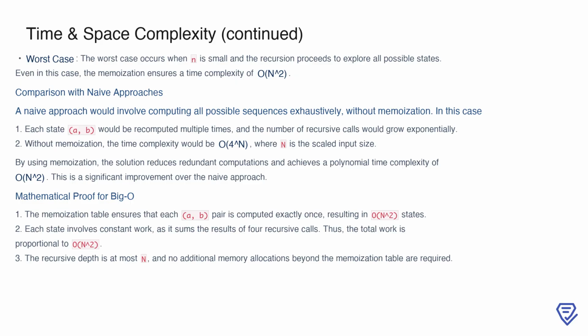Mathematically, the O(n squared) complexity is justified because memoization ensures that each (a, b) pair is computed exactly once. With each state requiring constant work to sum 4 recursive calls, the total work done is proportional to the number of states, which is O(n squared).